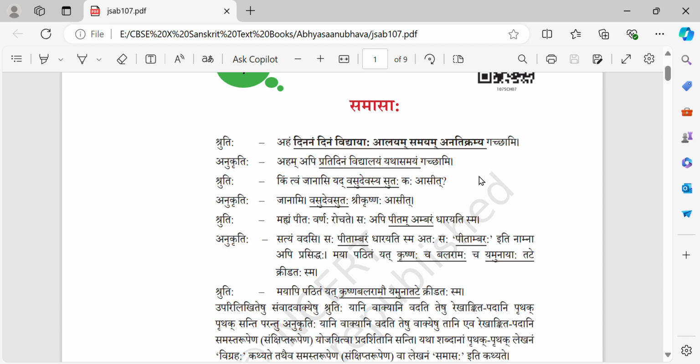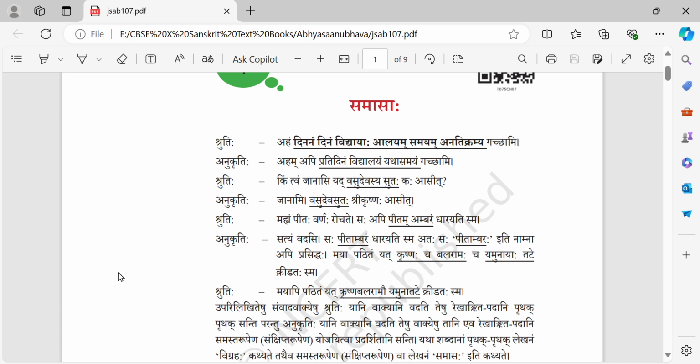Vidyayaha Alayam, Shalayaha Samipam, like this. So different samasas are there, but this is a major difference between samasa and sandhi. Now let us go in detail with the samasa words. Pratidinam, vidyalayam, yatha samayam are the samasas. These are the vigraha vakyas.